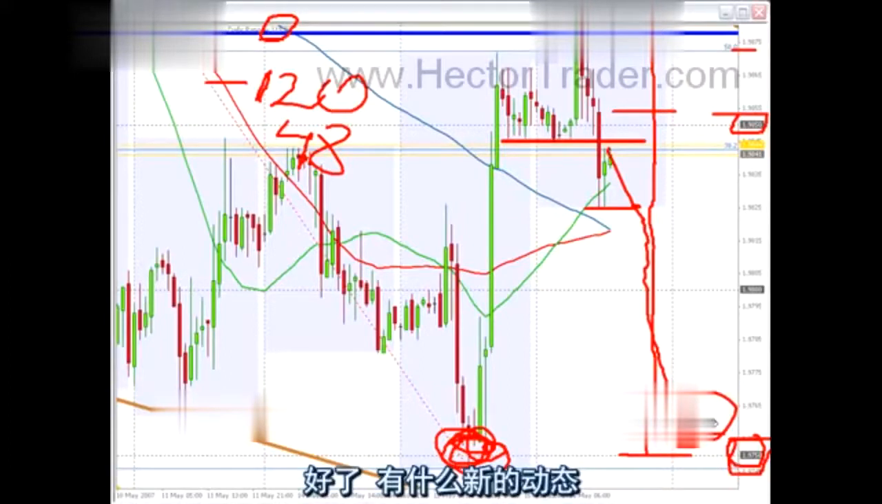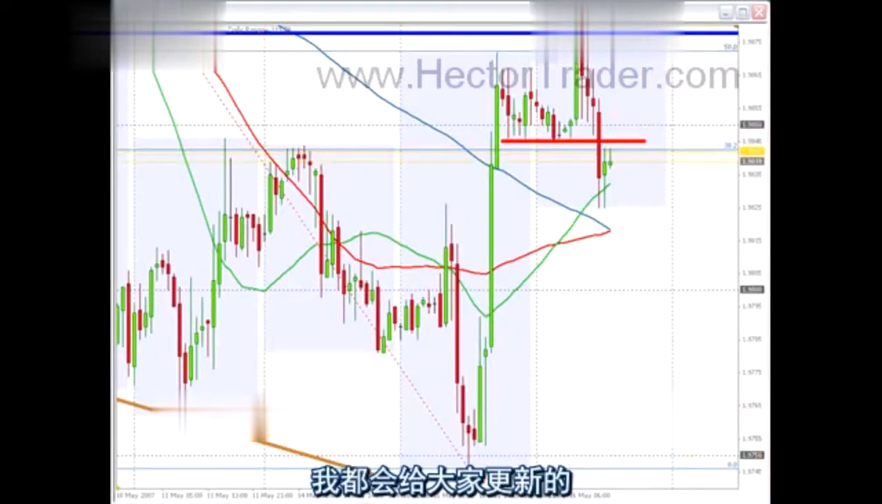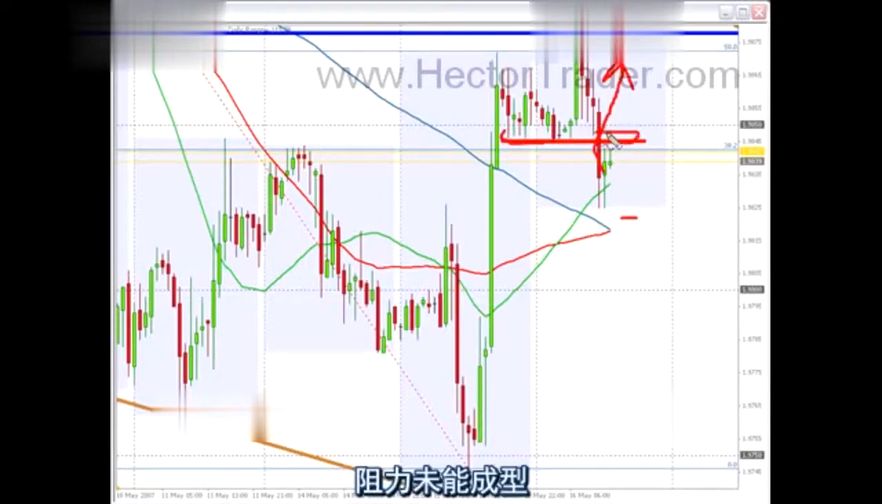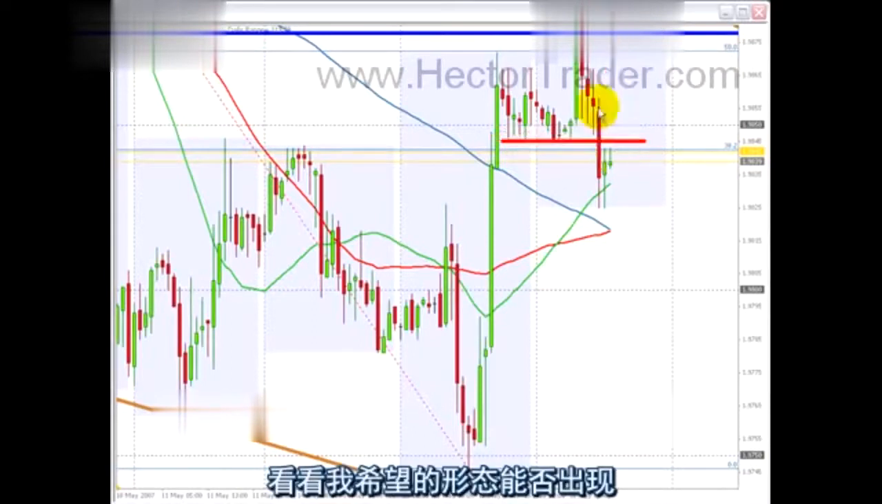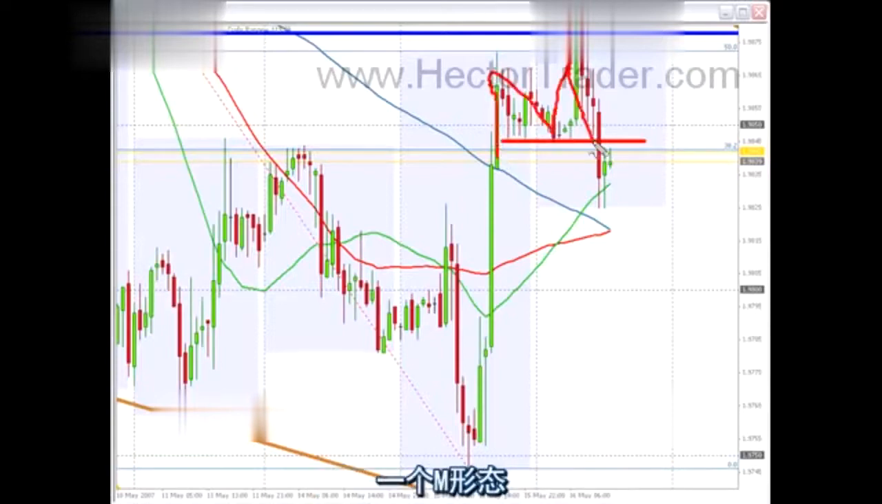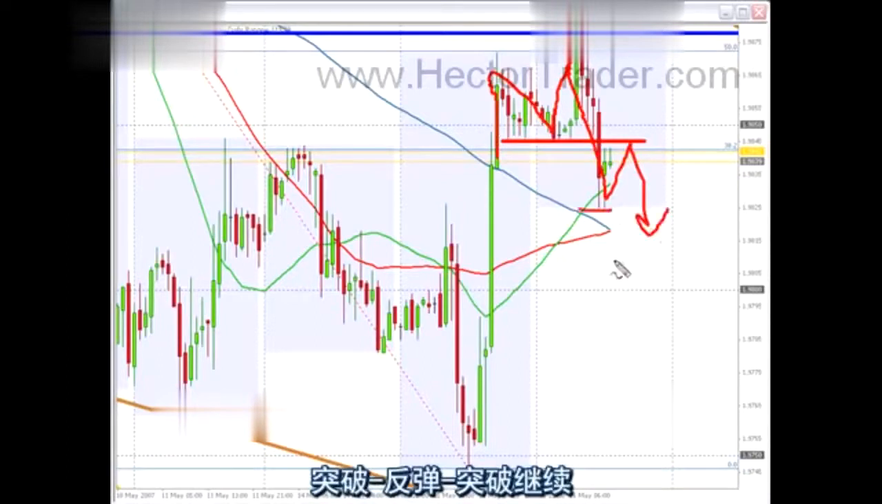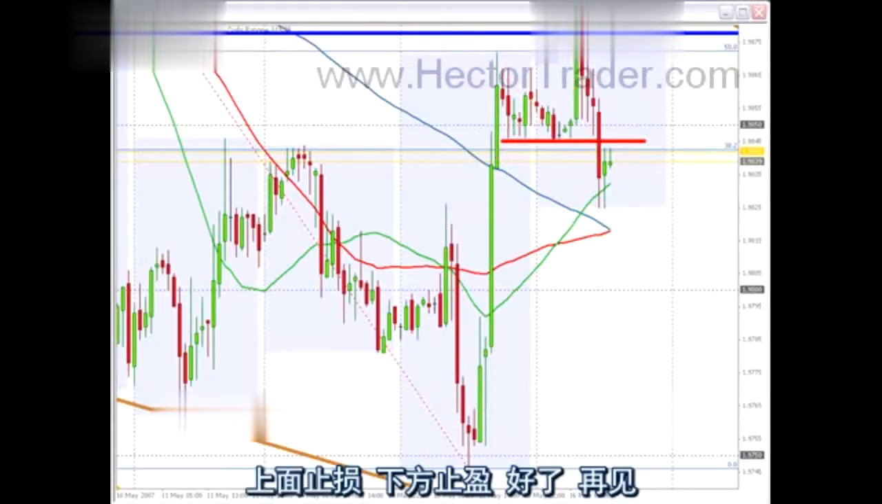I will keep on updating this video as soon as either we get an entry right there, or price keeps on shooting up and this level is not working as the resistance that I'm hoping for. I'm hoping for this formation: M reversal formation, breakout, retest, and continuation of the move to the downside. Trigger, stop loss, final target. All right, guys, bye bye.